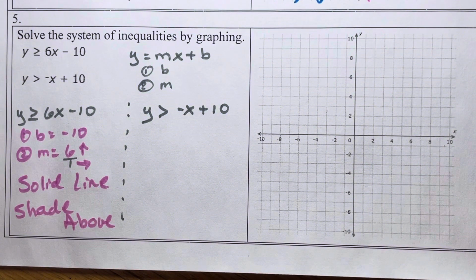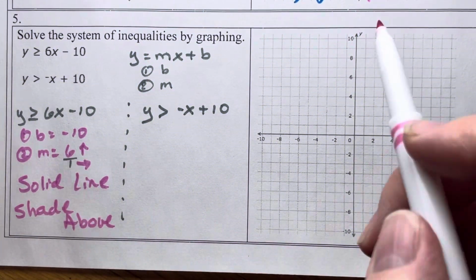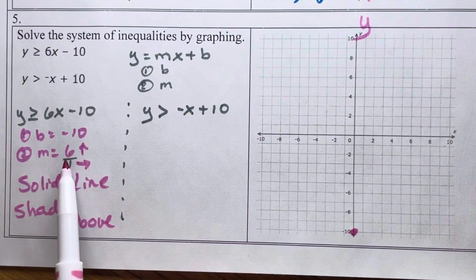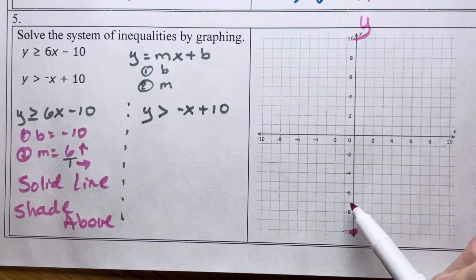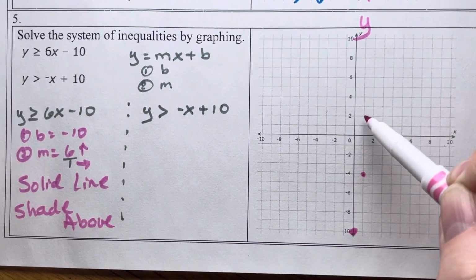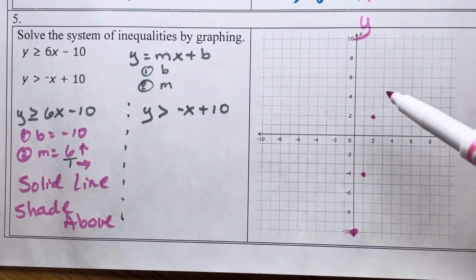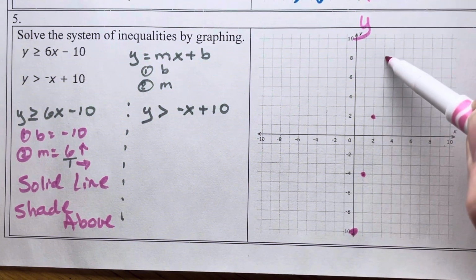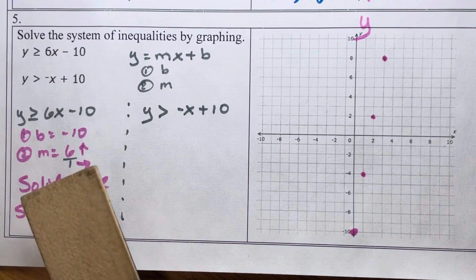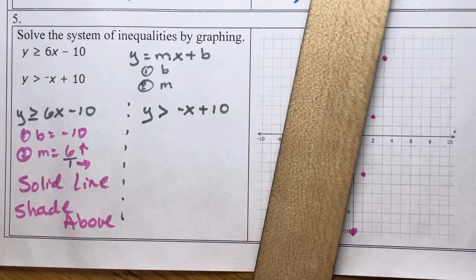Let's go draw our line. With the y-intercept here at -10 all the way at the bottom of our graph, let's go use our slope. Up 6 and to the right 1. Up 6 and to the right 1. Again and again until you run out of space on your coordinate plane, just to help you make sure that your line will be nice and straight and clean.